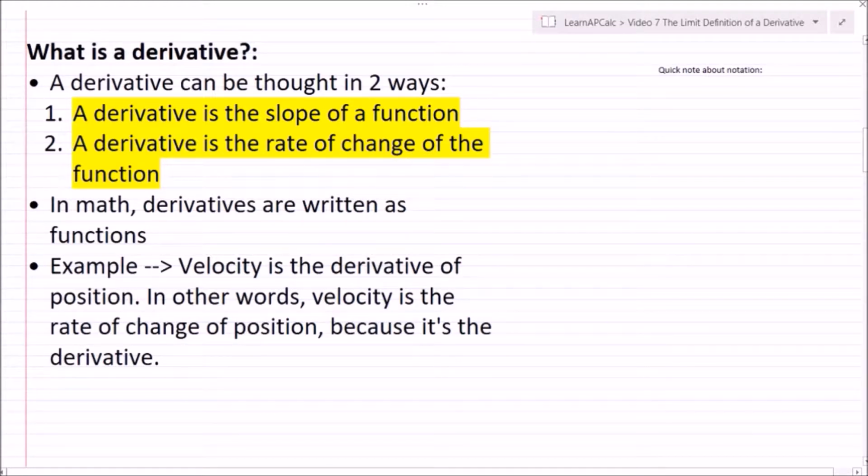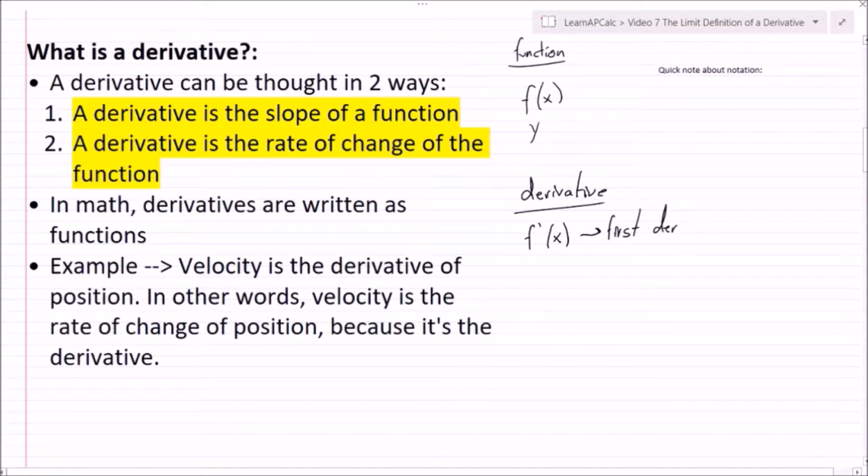Now, a quick note about notation. So if we have f of x, our function, or y equals, so I'll say function, there are a couple ways we can write the derivative of this function. So the easiest way is simply writing f prime of x, and this means first derivative. We'll talk more about second and third derivatives later, but just keep this stuff in mind. This is how you would write it.